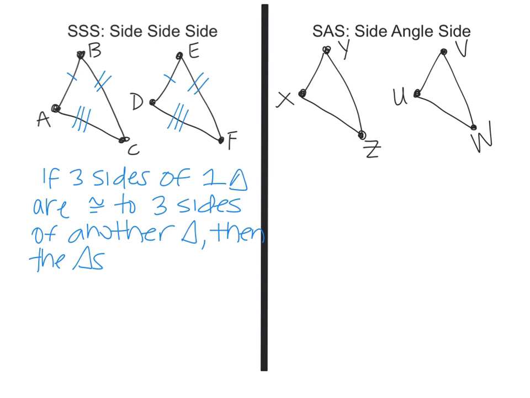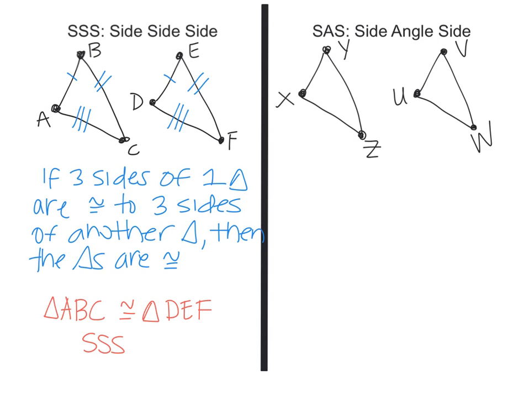Now remember, it's very important how we write this. So I know that if AB is congruent to DE, I have to start with that. So triangle ABC is congruent to triangle DEF. And the reason would be side, side, side. We write that with 3 S's.